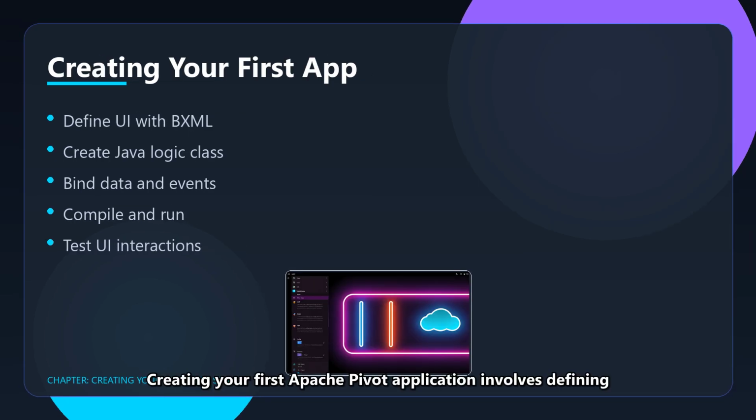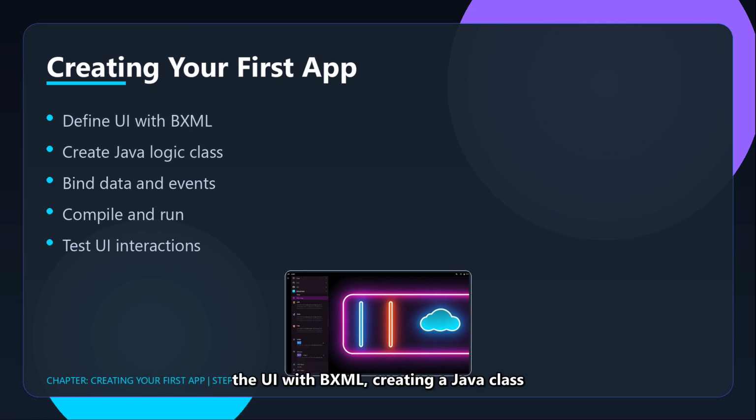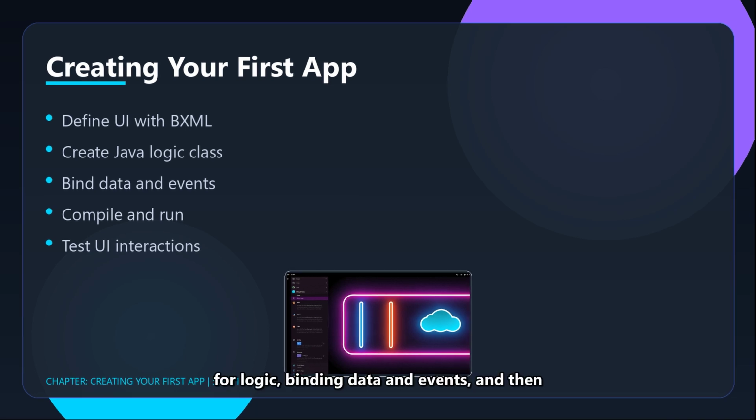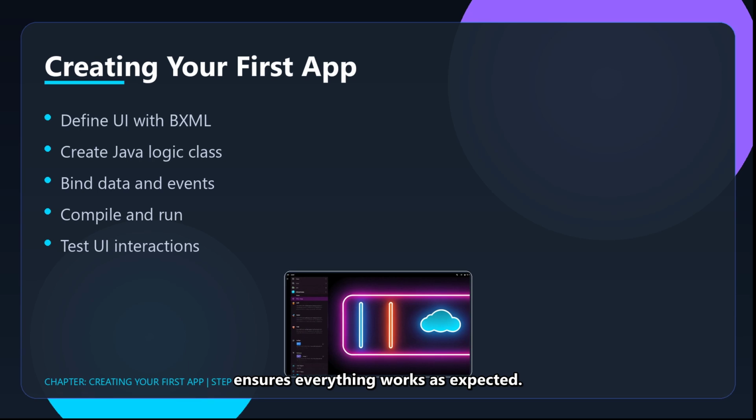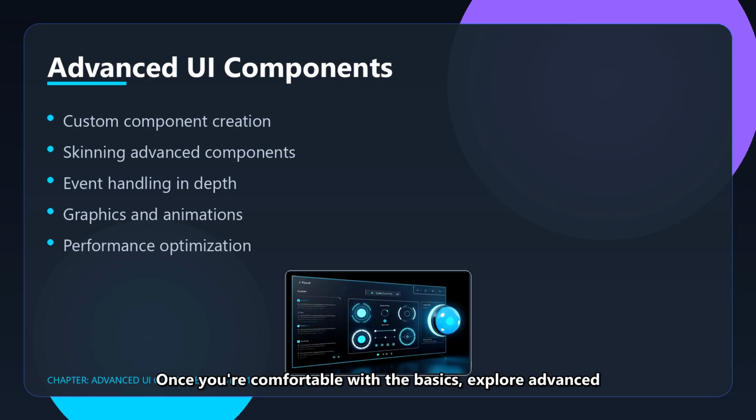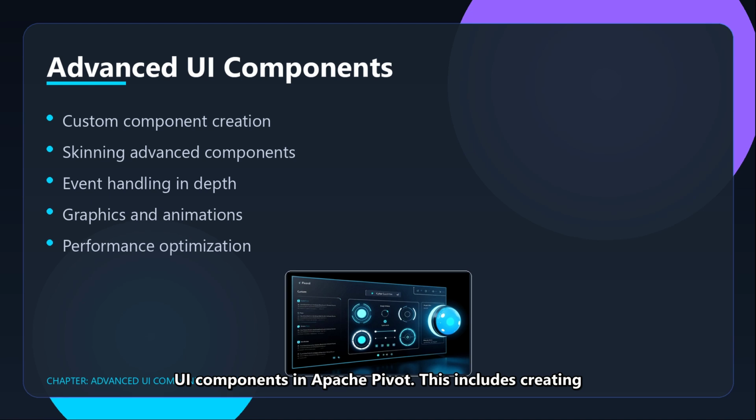Creating your first Apache Pivot application involves defining the UI with BXML, creating a Java class for logic, binding data and events, and then compiling and running the app. Testing UI interactions ensures everything works as expected. Once you're comfortable with the basics, explore advanced UI components in Apache Pivot.